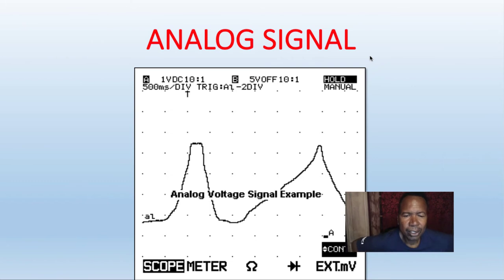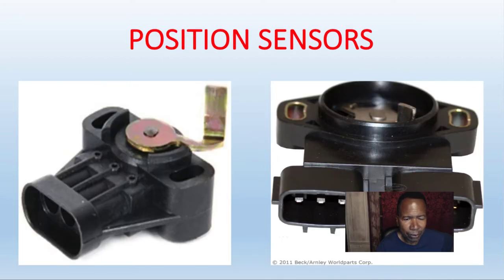Okay, here's an analog signal. Again, it's an analog DC signal. Down here we have a low voltage. As the part moves, the voltage increases, then it comes back down again. The most common sensor for analog DC is a throttle position sensor.